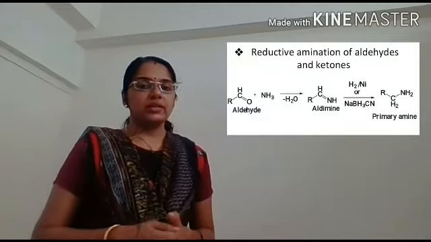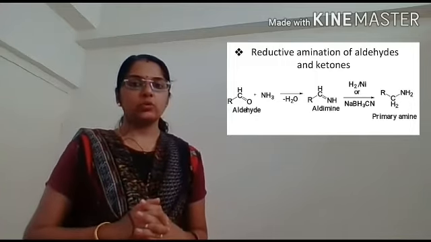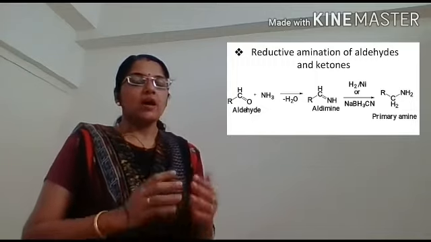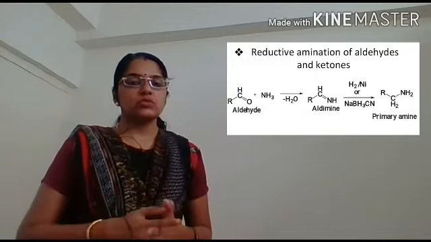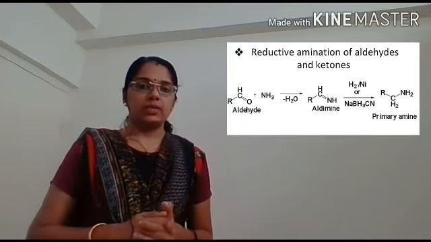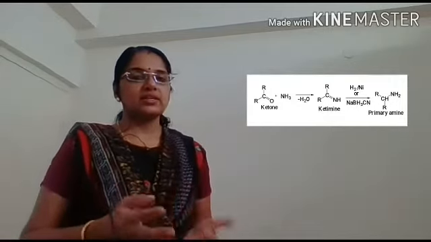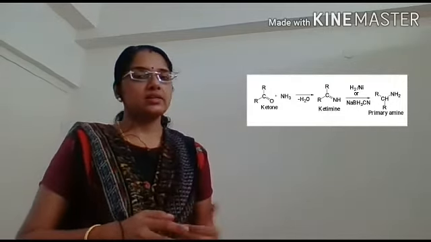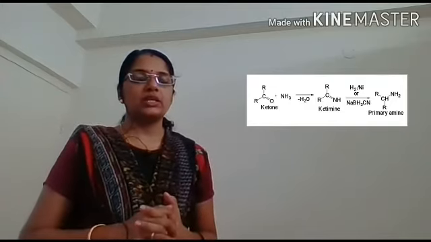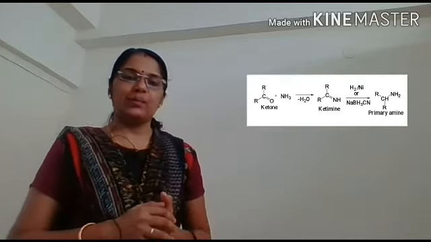When an aldehyde is treated with ammonia, it results in the elimination of a water molecule and forms an aldimine as the product. After getting an aldimine, when it is reduced with any reducing agent, it results in the formation of a primary amine. Similarly, if a ketone is taken and it reacts with ammonia, it results in the elimination of a water molecule and the formation of a ketimine. And if this ketimine is reduced, again we can get the primary amine.